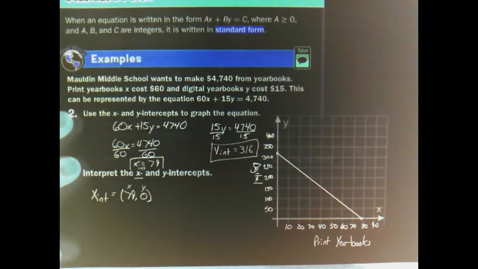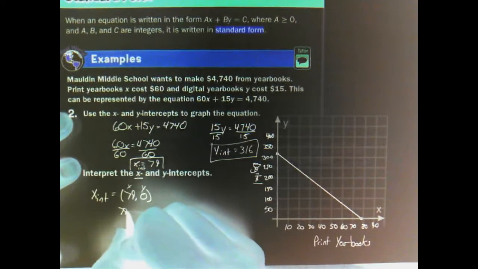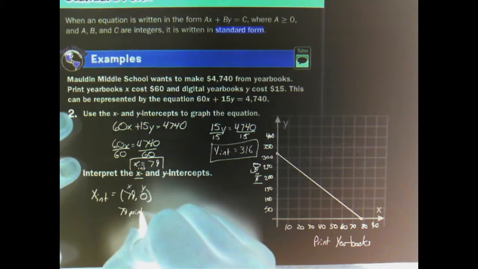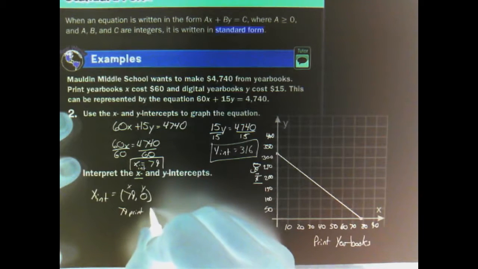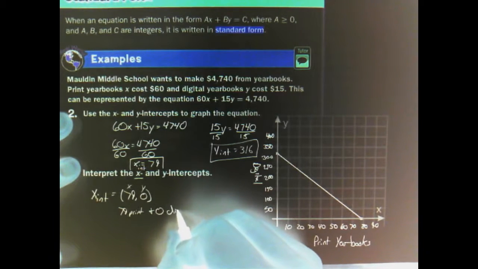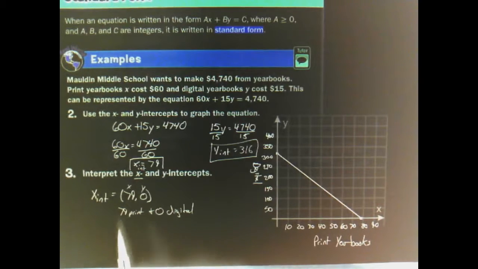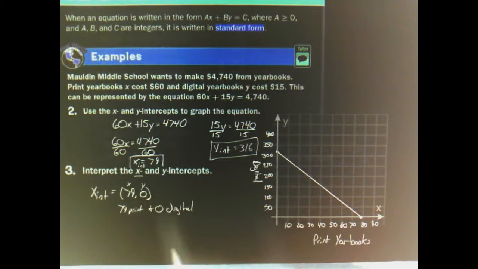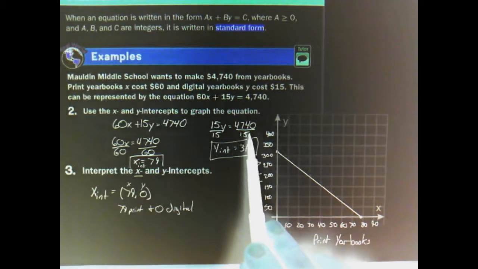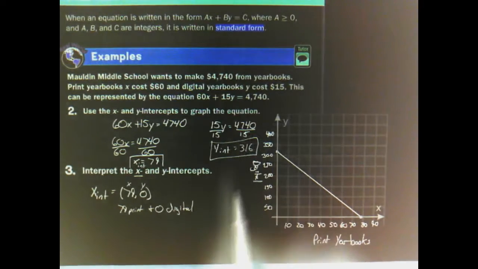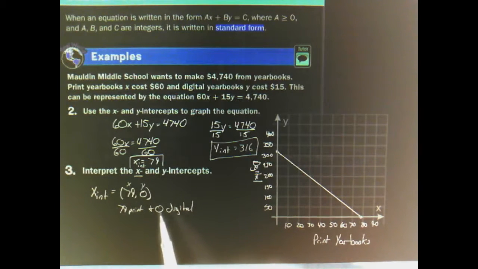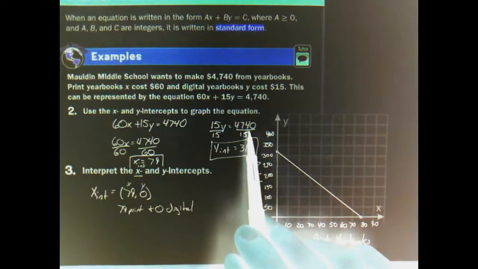So what that represents in terms of our situation is 79 print yearbooks and 0 digital. That represents one combination of print and digital yearbooks that gets us to this $4,740. This would be, for example, if we sold 0 digital yearbooks, we would need to sell 79 print yearbooks in order to get to our goal.